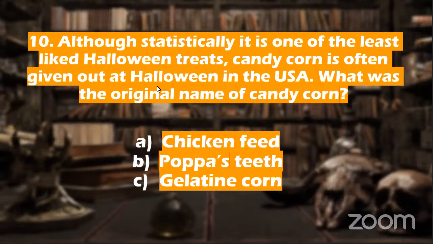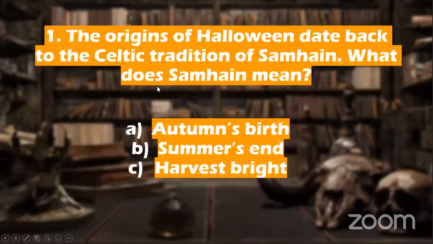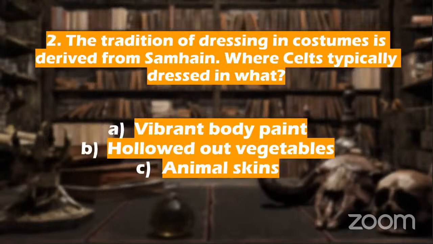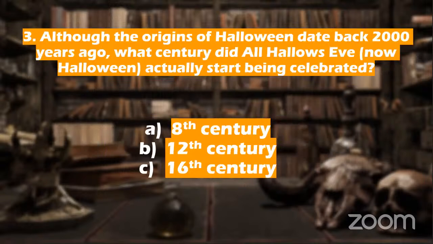First of all, question number 1: what's the origin of Halloween? It goes back to the Celtic tradition of Samhain. What does this mean? Does it mean autumn's birth, summer's end, or harvest bright? Then the tradition of dressing in costumes is derived from this festival. What did they typically dress in? Vibrant body paint, hollowed out vegetables, or animal skins? When did All Hallows Eve stop being celebrated? Was it 8th century, 12th century, or 16th century?